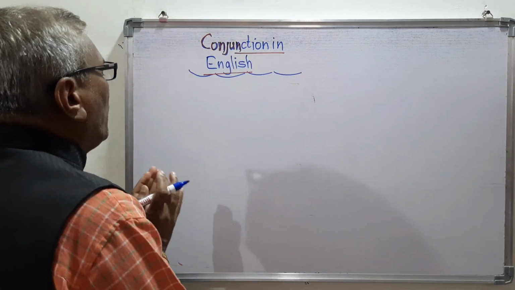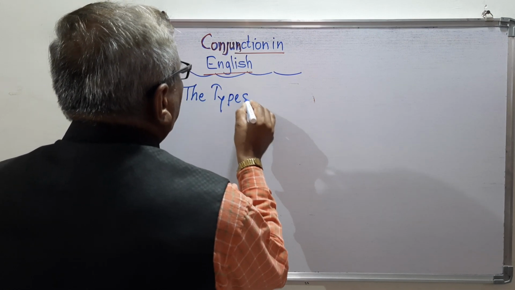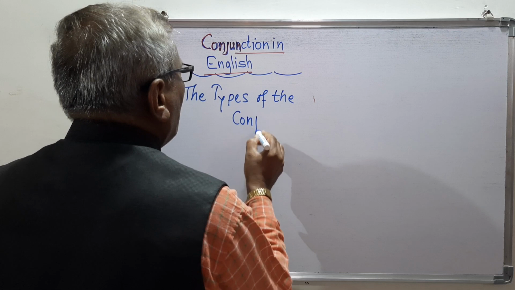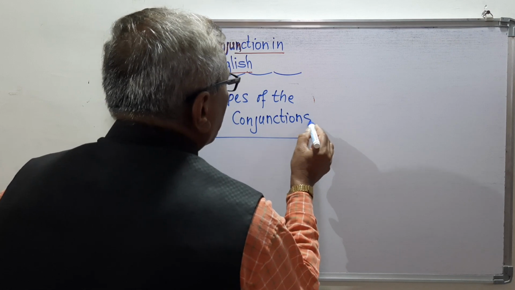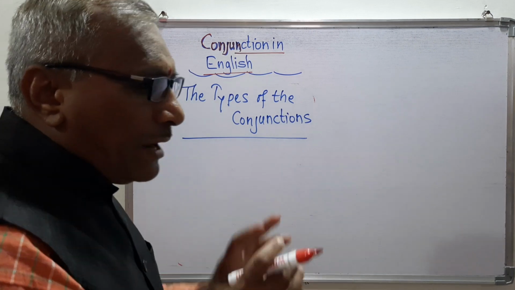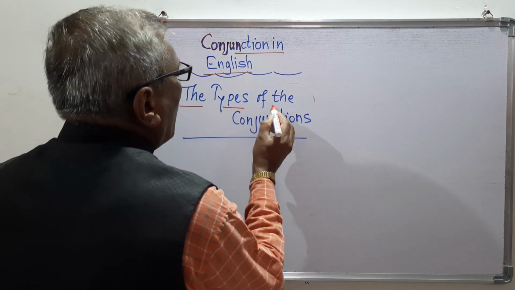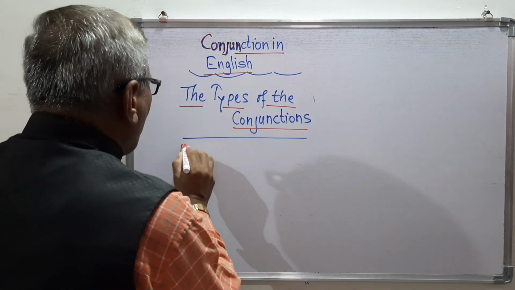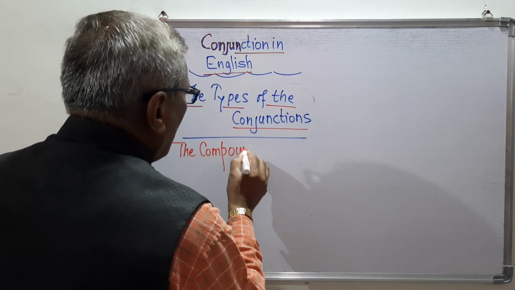Now I will tell you the types of the conjunctions, meaning in which types the conjunctions are divided. At first I will tell you the compound conjunctions. The first type is the compound conjunctions.